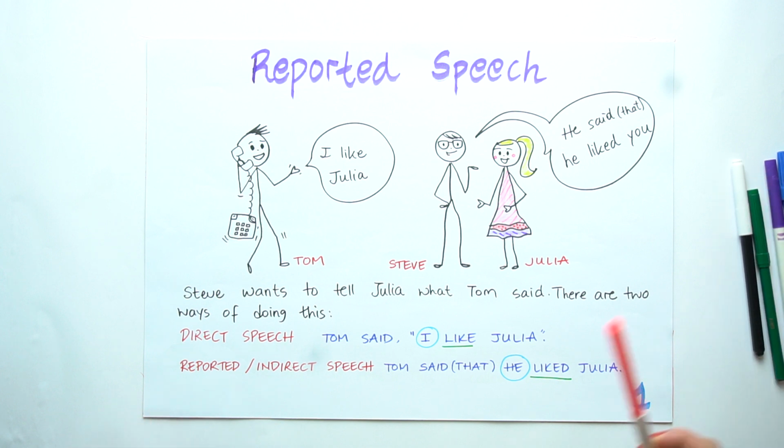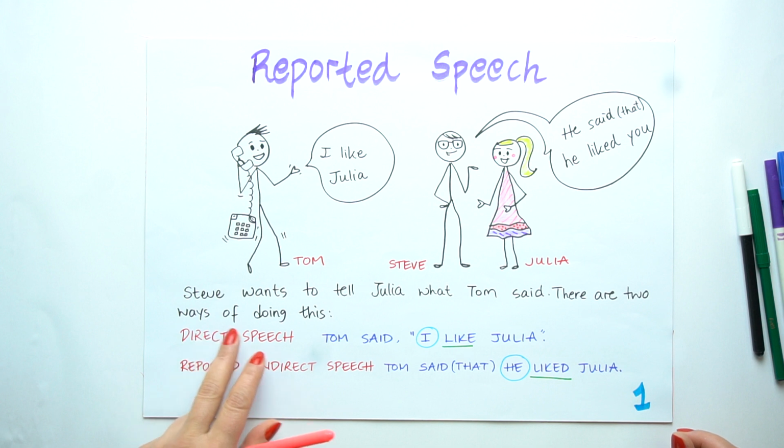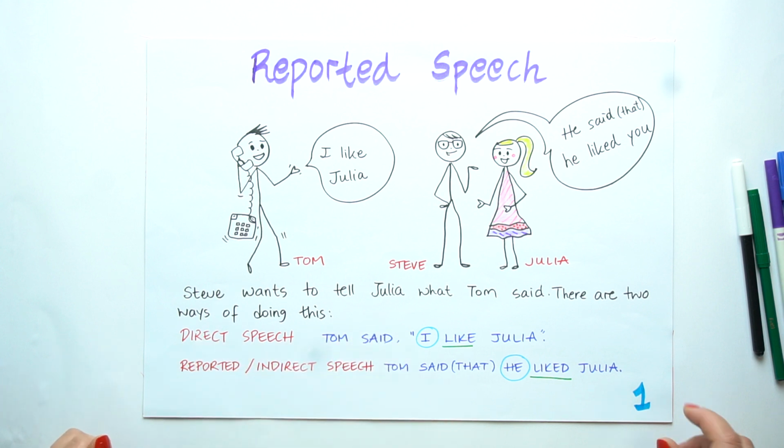This is Tom. He says, "I like Julia." Well, he wants to tell Julia what Tom said. There are two ways of doing this. Look at Steve. He said that he liked you. This is reported speech, and as you can see, in direct speech we use quotations, and we'll be talking about those kinds of things today.